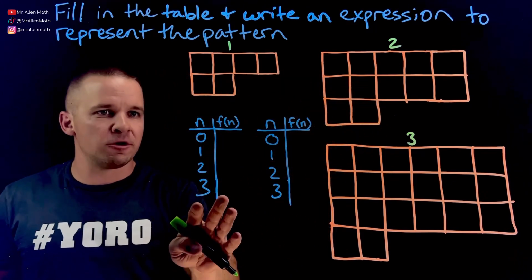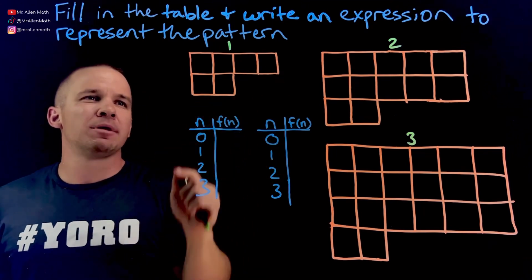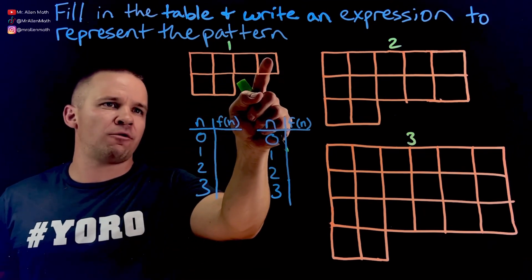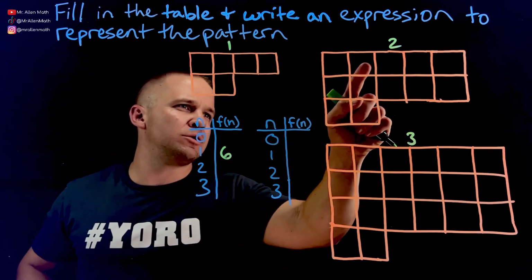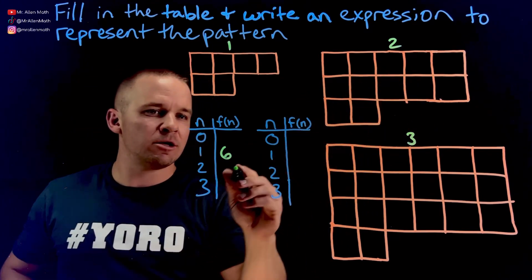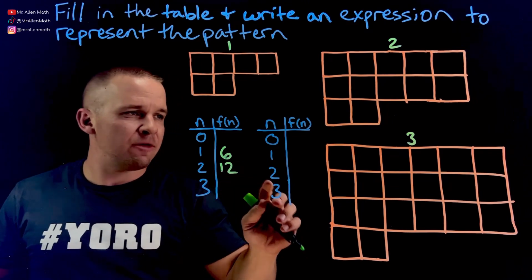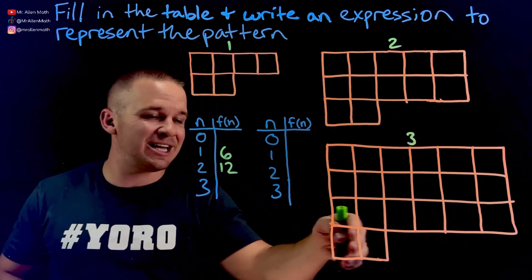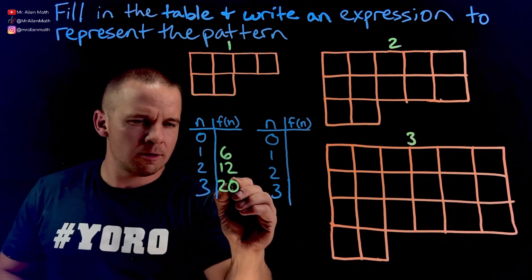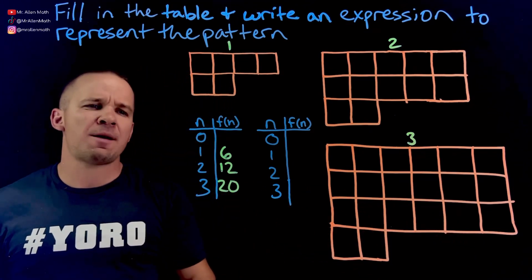All right, so I'll use this first T chart right here. How many blocks do I have in the first one? I got 1, 2, 3, 4, 5, 6. I got 6 right here. In the second one, I've got 1, 2, 3, 4, 5, 10... we got 12. All right. And then this one, oh my goodness. 1, 2, 3, 4, 5, 6 by 3. That's 18, 19, 20.